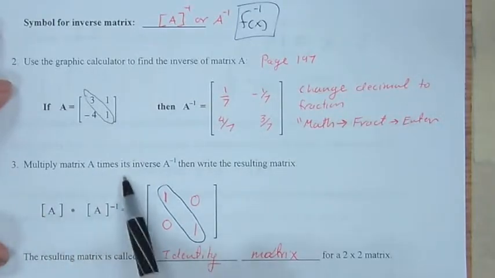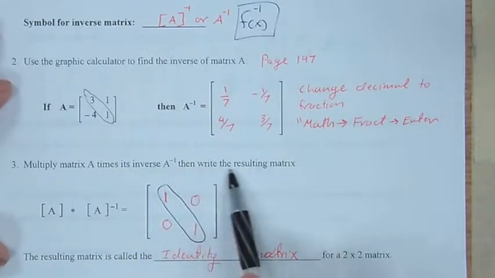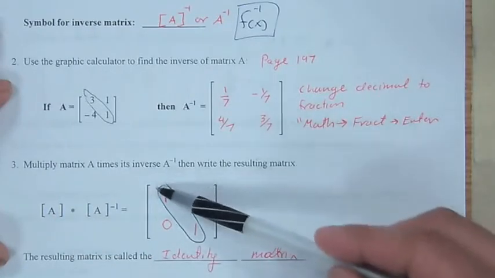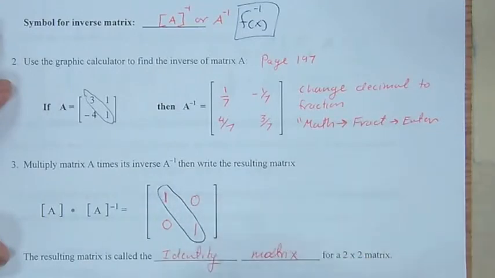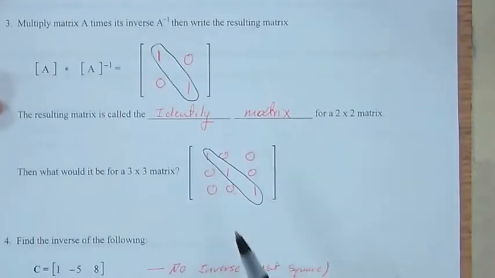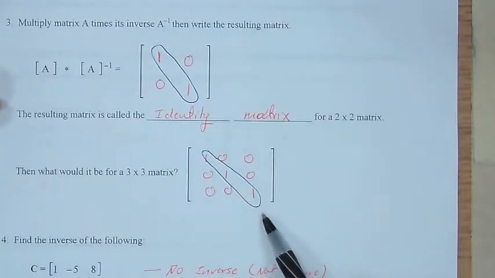All right, over here, matrix A, to find its inverse. Okay, the matrix A times its inverse will give you this thing called the identity matrix, where the diagonal going down are all 1s and everything else is a 0. So the resulting matrix is called the identity matrix. It's a 2 by 2. The identity matrix for a 3 by 3, right here, are 1s going down that main diagonal and everything else a 0.